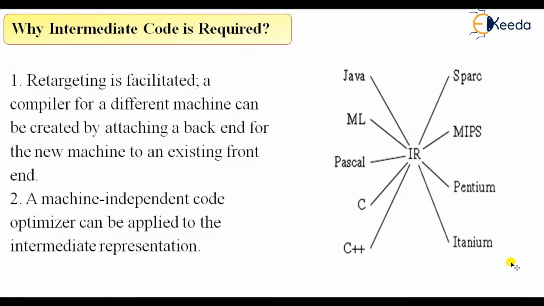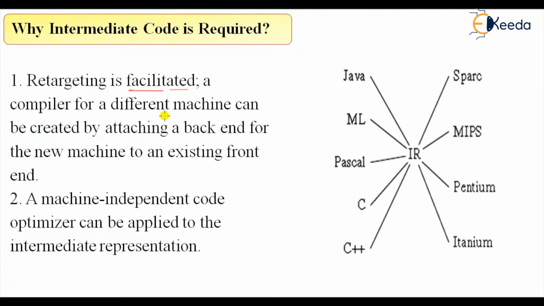Hi everyone, and the next part is why intermediate code is required. One thing I already told you, why exactly it is required, but here I'll talk about the theoretical background. One was to get a machine representable format. Apart from that, the main reason is that retargeting is facilitated. So it facilitates retargeting.